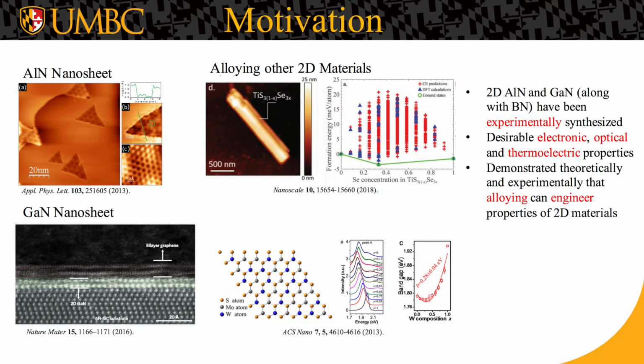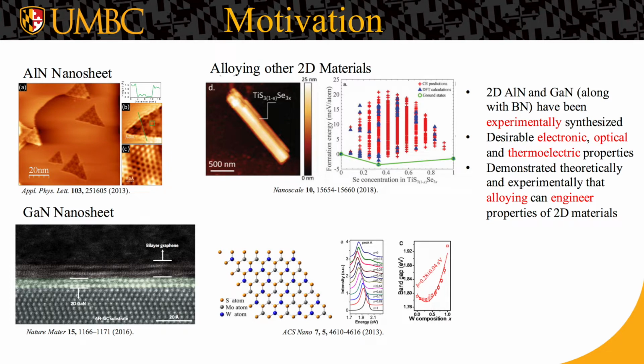Among the current 2D materials such as graphene and the transition metal dichalcogenides, there exist group 3 nitride monolayers such as boron nitride, aluminum nitride, gallium nitride, and indium nitride. From first principles calculations, it's been shown that these 2D structures have desirable electronic, optical, and thermoelectric properties that are suitable for optoelectronic devices and thermoelectric devices.